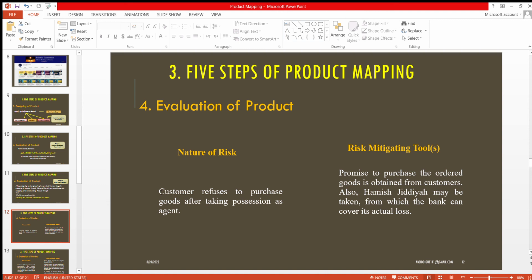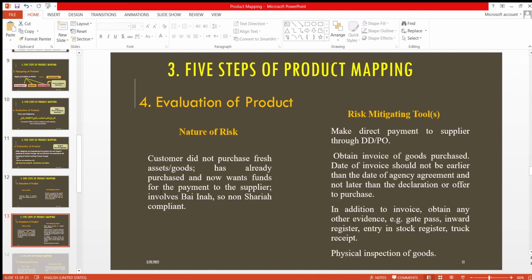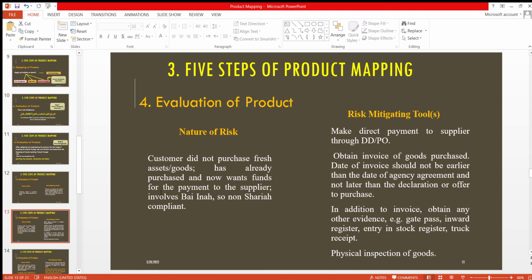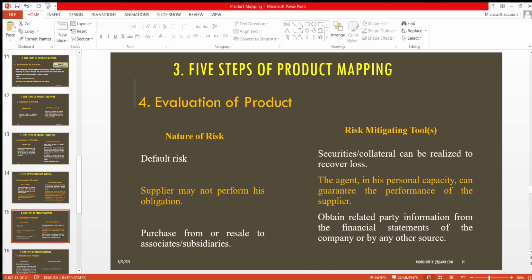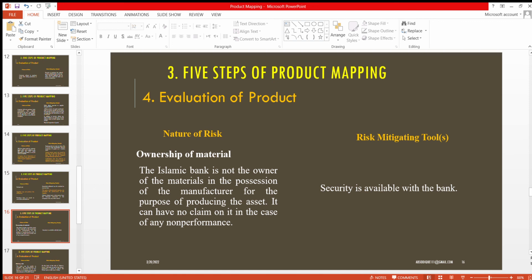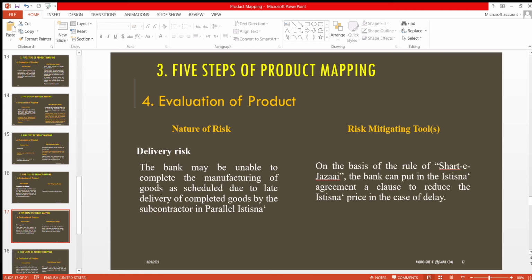So this is the way the risk management team will evaluate the product and highlight the risk. Look here, there are other risks, and this is the risk mitigating tool. In this way, risk management will evaluate the product, highlight the risks, and also suggest risk mitigating tools that will later be incorporated into the product.